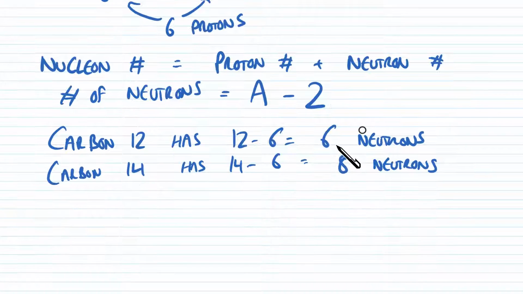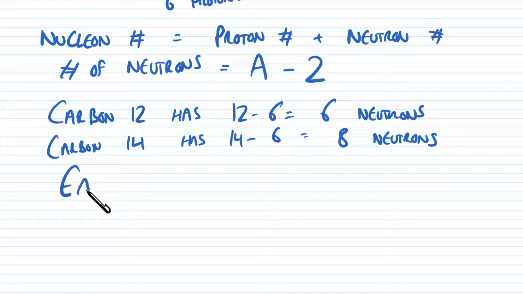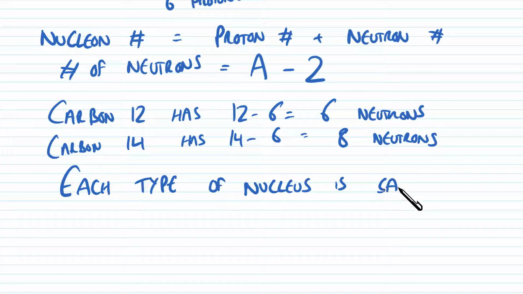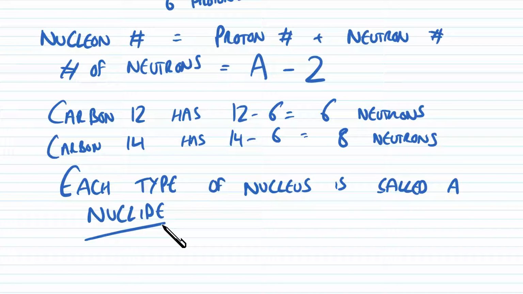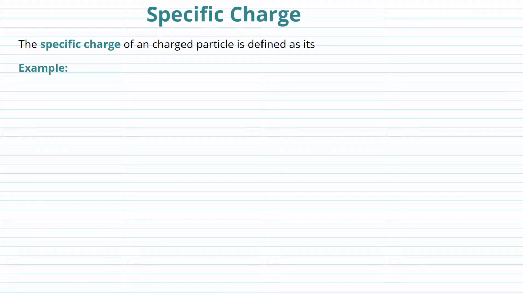And each type of nucleus is called a nuclide, and we label them using our isotope notation. Great. So now that we've covered how we label atoms, let's move on to specific charge.